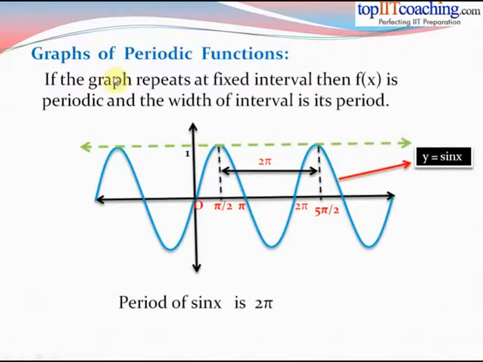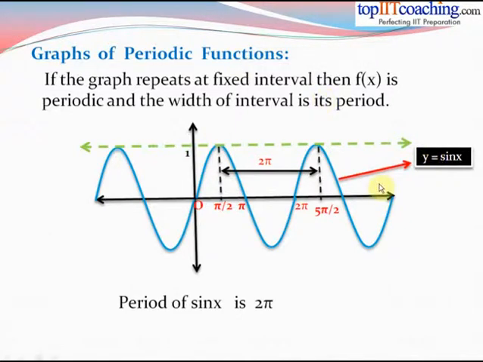Now let's look at the graphs of some of the periodic functions. Now if a graph repeats at fixed interval, then f(x) is periodic and the width of interval is its period. So if we have any function f(x) and if its graph repeats itself after a fixed interval, then we can clearly say that f(x) is a periodic function and the width of that interval is called its period. Now let's try to understand it through an example.